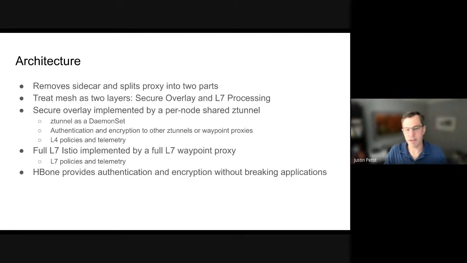And that waypoint proxy is what handles the L7 policies and telemetry. And then finally, the way that we do all of this tunneling is with a new protocol that we're calling HBone. And I have a little bit more on it later, but basically it's an HTTP CONNECT tunnel where we're standardizing some of the headers. And that's important for not breaking the applications because it doesn't terminate it. And it also allows us to do authentication as we introduce these waypoint proxies.